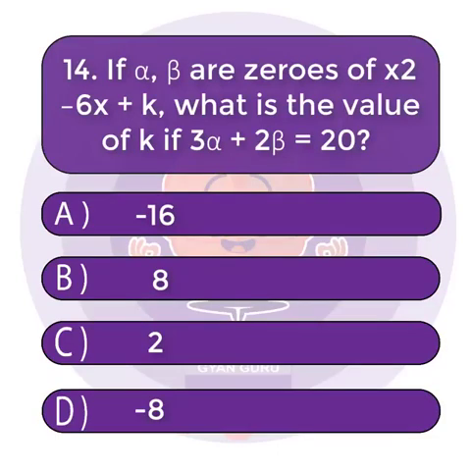If alpha, beta are zeros of x² − 6x + k, what is the value of k if 3 alpha + 2 beta equals 20? a. 16, b. 8, c. −2, d. −8.